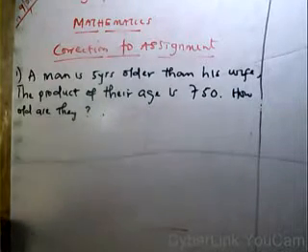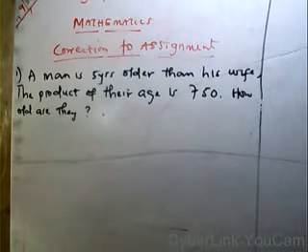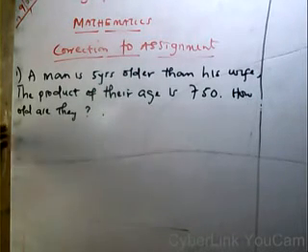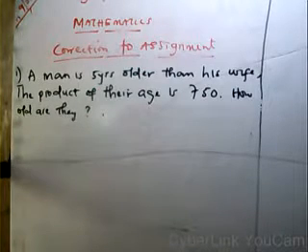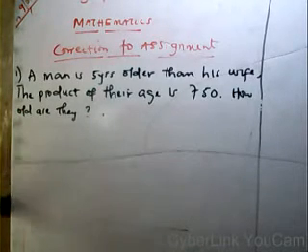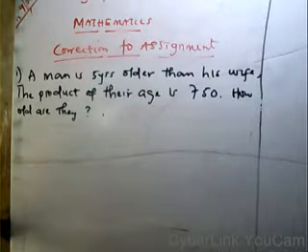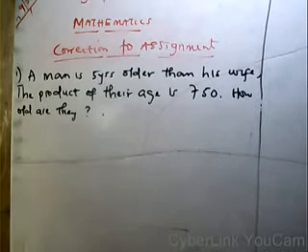Today we are going to do the correction to the assignment that has been given to you. Question number 1 on the assignment is this: a man is 5 years older than his wife, and the product of their ages is 750. So, how old are they?